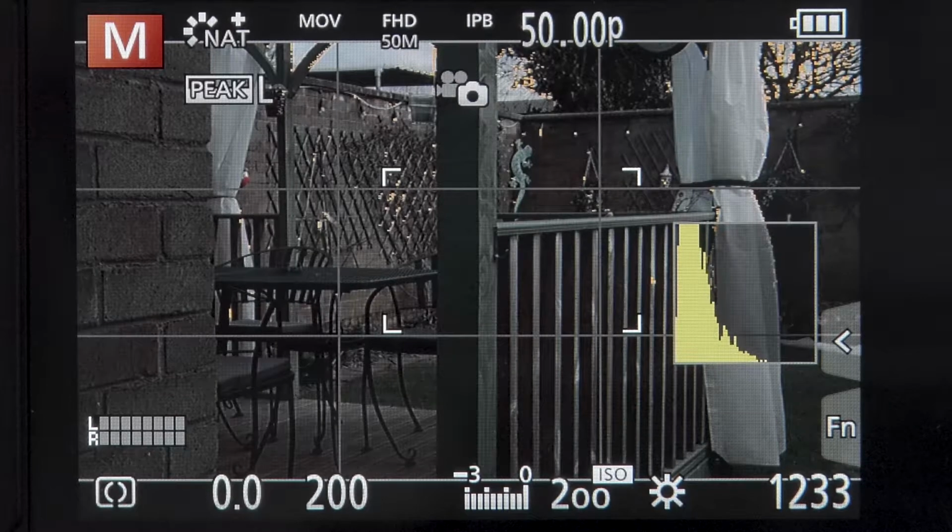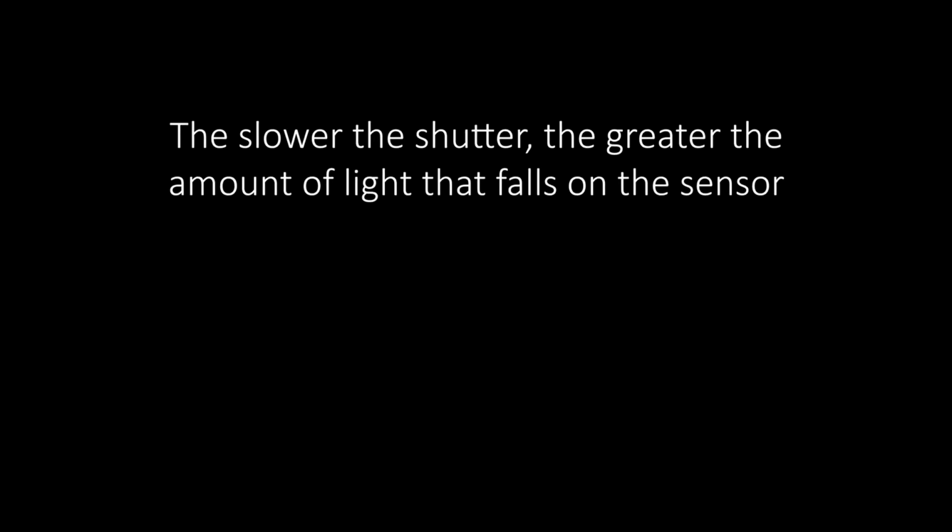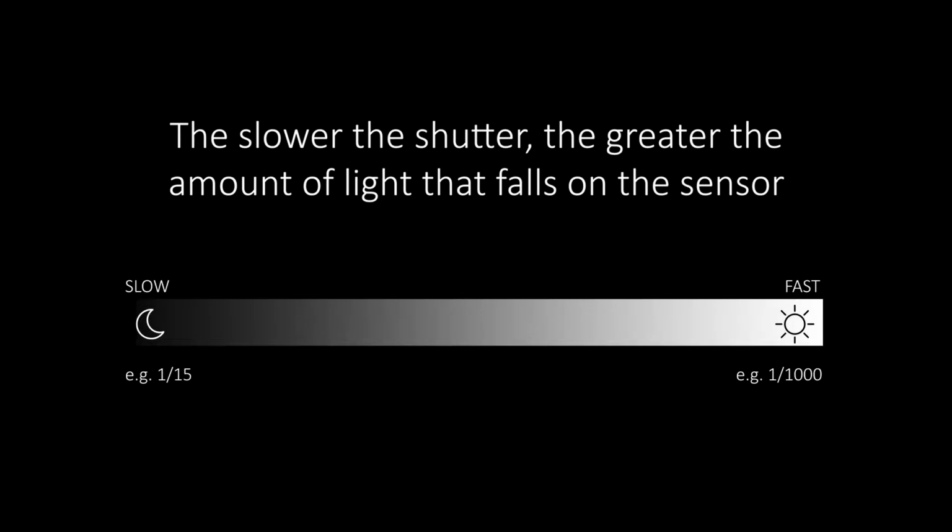So the simplest summary of the first function of a shutter, which is the amount of light coming in the camera, the rule is the slower the shutter speed, the more light that falls on the sensor. So again, to make it really simple, if it was dark, you'd be looking at a slower shutter speed, and if it was light, you'd be looking at a faster shutter speed.